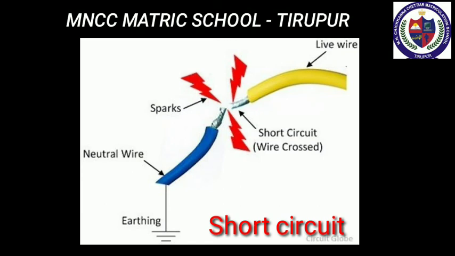Next we move to short circuit. When a live wire comes in contact with a neutral wire, it causes a short circuit. This happens when the insulation of a wire gets damaged due to temperature changes or some external force. Due to a short circuit, the effective resistance in the circuit becomes very small, which leads to the flow of large current through the wires. This results in heating of wires to such an extent that a fire may be caused in the building.